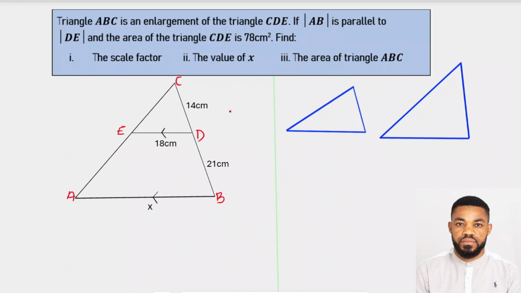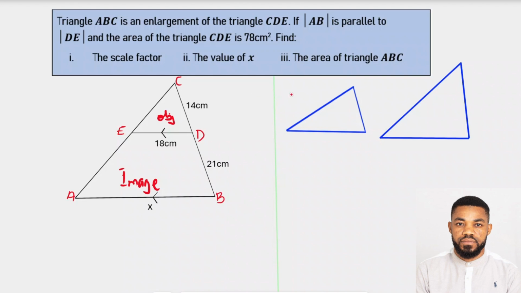Let's get to this question. Triangle ABC is an enlargement of triangle CDE. So that's the triangle. ABC is the bigger one. That's going to be the image, because it's the enlargement of triangle CDE. So that's the object. AB is parallel to DE; they are parallel lines. And the area of triangle CDE is 78 centimeters squared. That's the area of the smaller triangle. We have to find, one, the scale factor, two, the value of X, and then the area of triangle ABC, the bigger triangle.